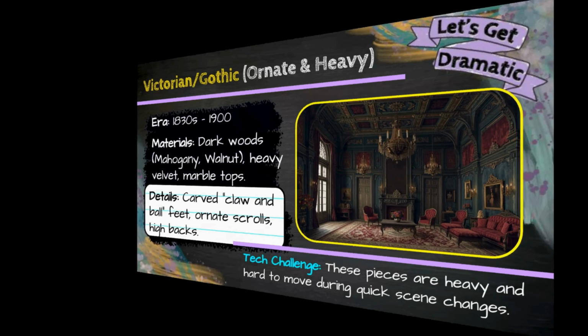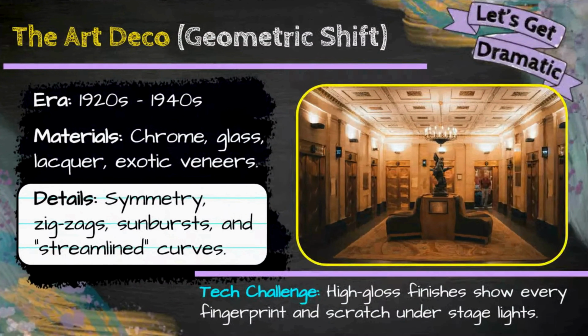All right, here we go. Next up is the Art Deco. Geometric shift is what we call that. It's the era of the 1920s to 1940s. Materials are chrome, glass, lacquer, and exotic veneers.